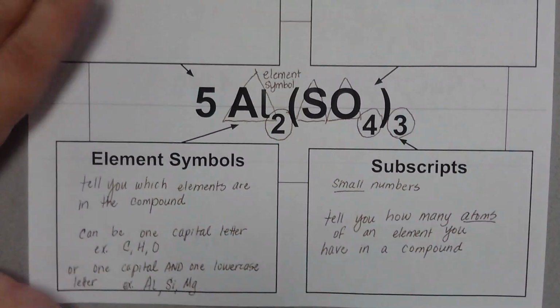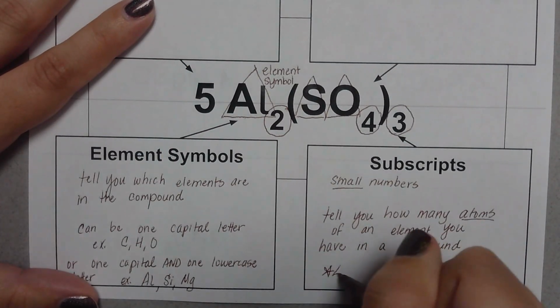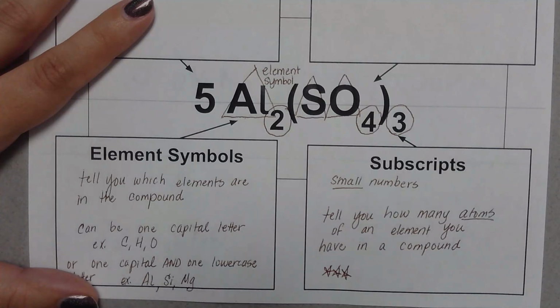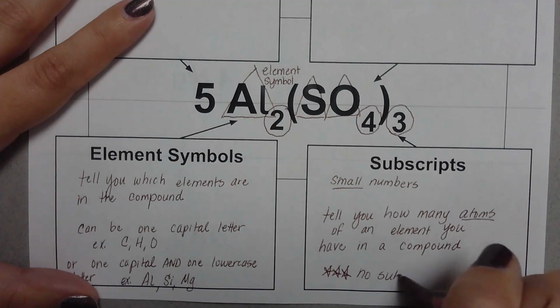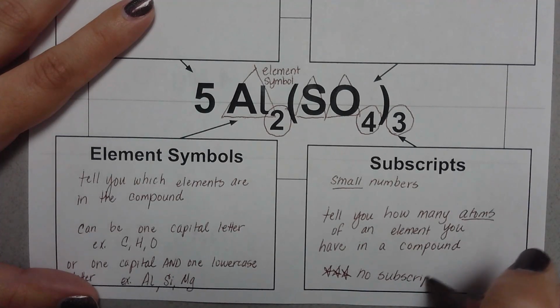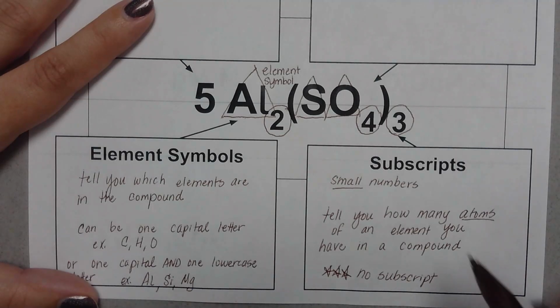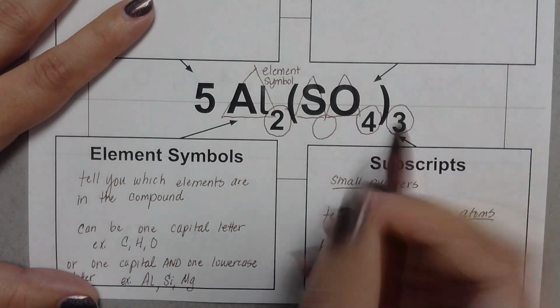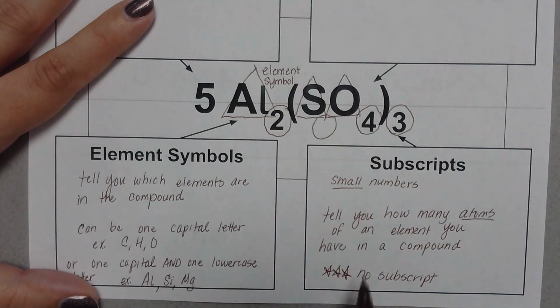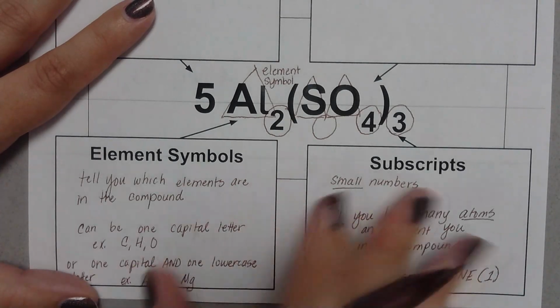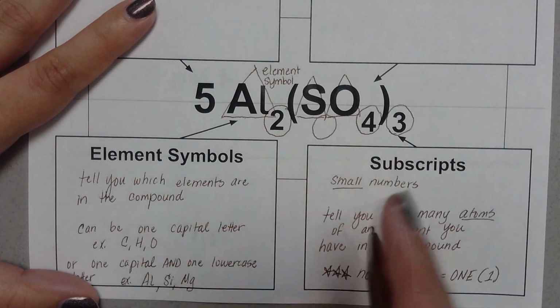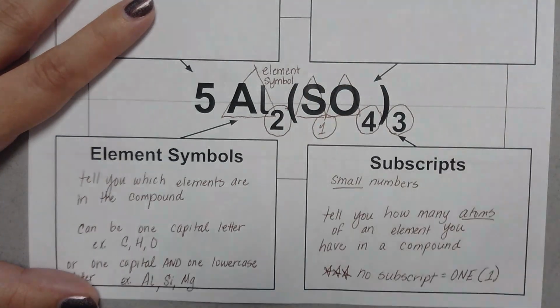But here's something that's super duper important to know. I'm going to put 3 stars next to it so that we know that it's important. If there is no subscript on an element, so for instance, sulfur right here doesn't have a subscript, you have to know that that is equal to 1 and not 0. If it was 0, we wouldn't have written the element at all. So it has to be 1.